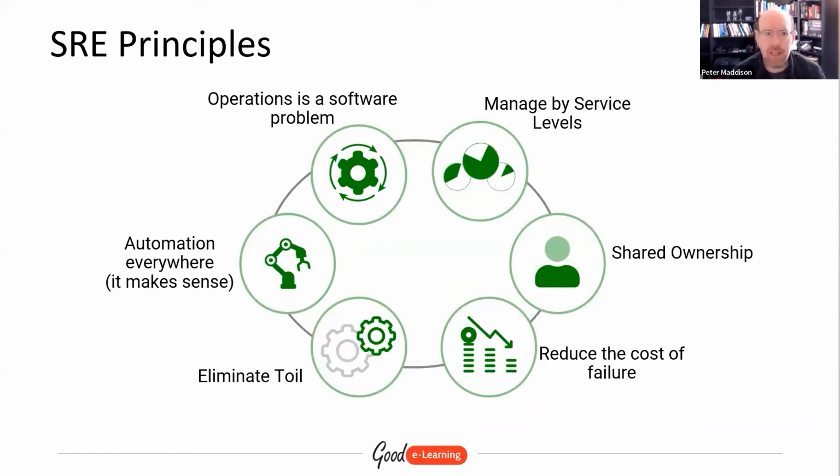How do we eliminate toil? How do we identify toil? How do we eliminate it from our environments? What does toil even mean? And automation everywhere. How do we look at automation, and are there cases where we wouldn't want to automate? So we're going to cover each of these in detail.